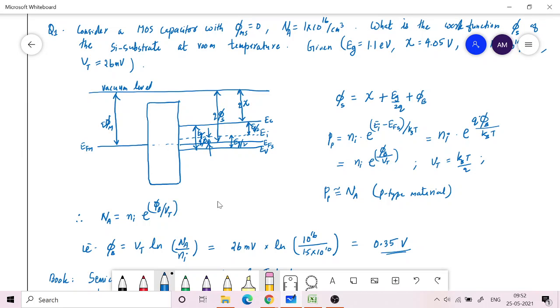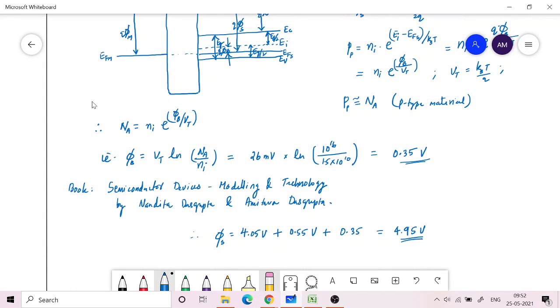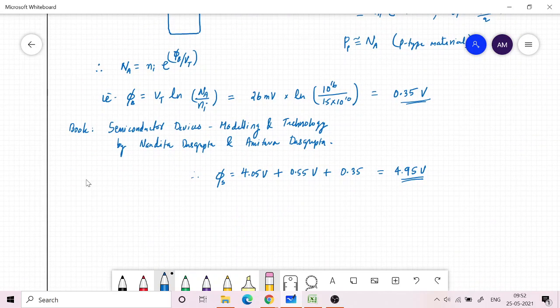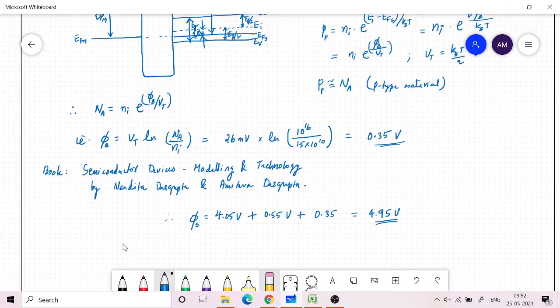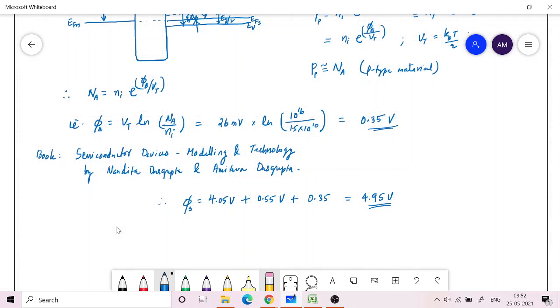That is this height from the vacuum level to this Fermi level. It is Q into 4.95, so that many electron volt, or 4.95 electron volt you can say. If you want to specify it in volts, just say the value of phi s. If you want to specify it in terms of units of energy, then you specify Q phi s as 4.95 electron volt. So that was the first part of the problem.